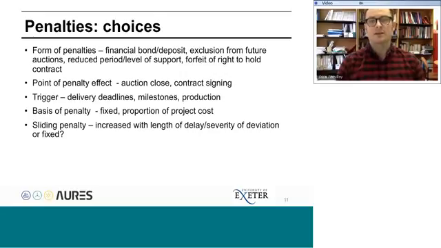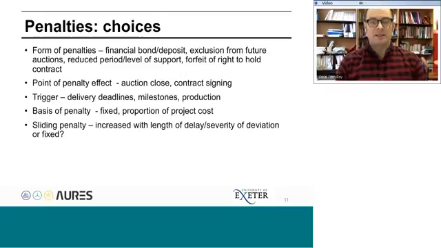So the point at which the penalty comes into effect is important. It could simply be that as at the auction close, the bid is returned to you or not to ensure that you participate, or it could be that you're looking to sign a contract of some kind. And if you're unable to sign that contract, so if you win at a price that you're unable to proceed at, and you're unable to sign the contract, then you lose your bond or whatever the penalty is comes into effect. The other point is the trigger for the penalty.